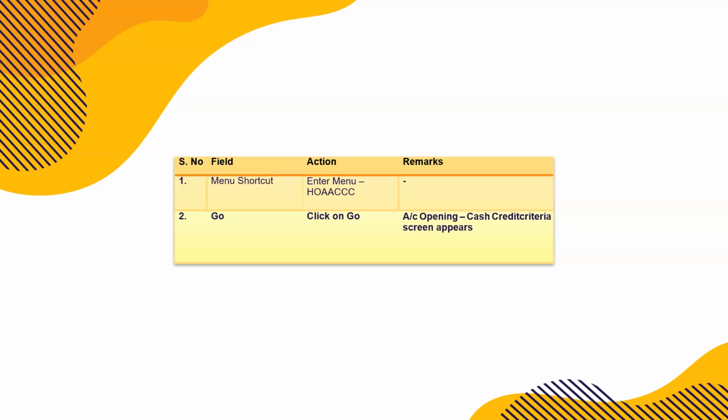So first you have to type this HOAACCC menu option. Click on Go. So this screen appears on your computer or laptop. Here at point 1 you can see I have typed HOAACCC. That's for opening of a cash credit account. Automatically the function becomes Open here.